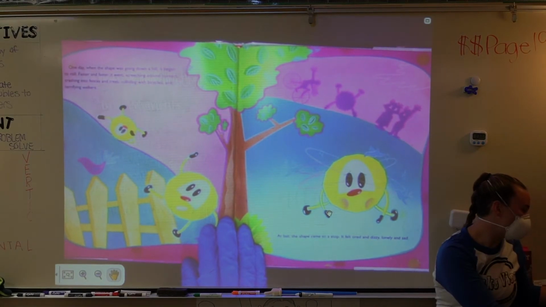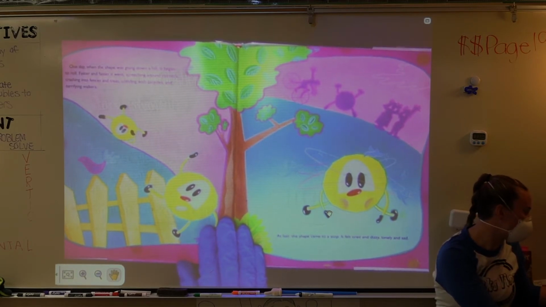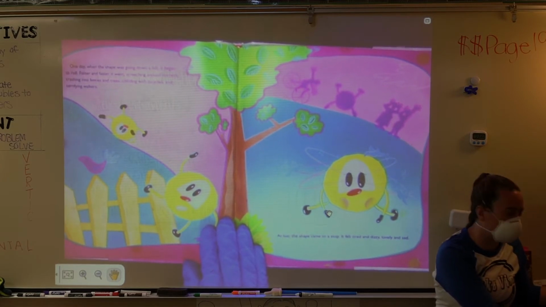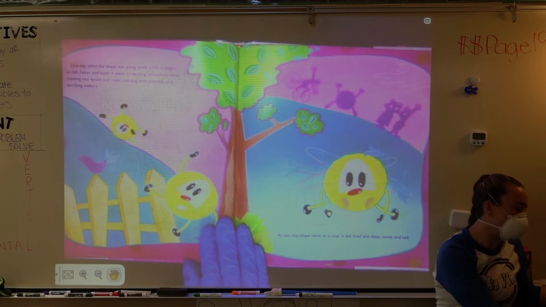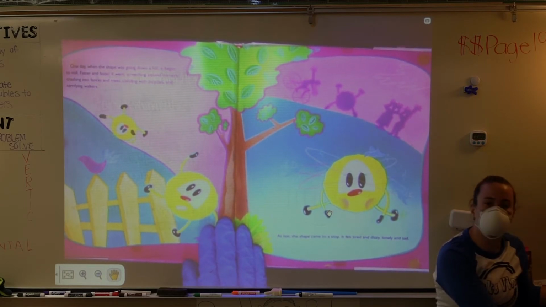One day, when the shape was going down a hill, it began to roll. Faster and faster it went, screeching around corners, crashing into fences and trees, colliding with bicycles and terrifying walkers. At last, the shape came to a stop. It felt tired and dizzy and lonely and sad.